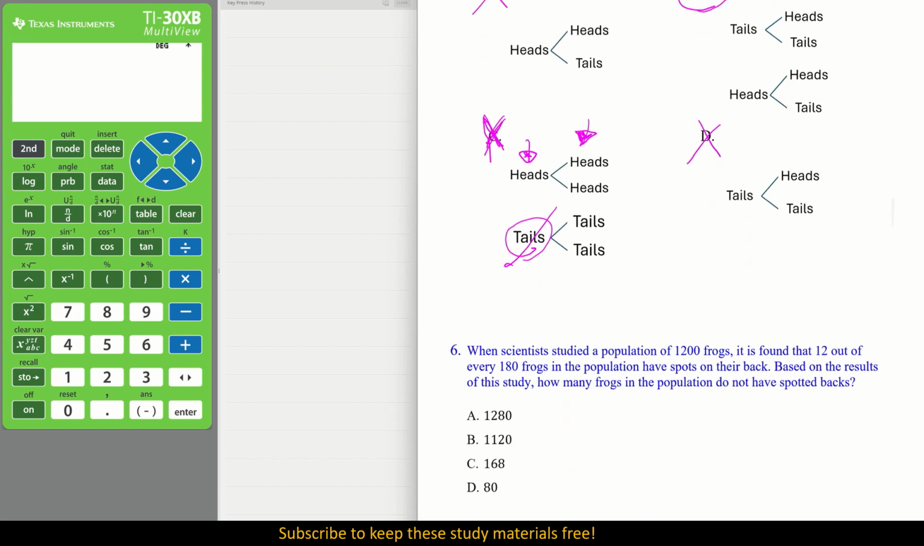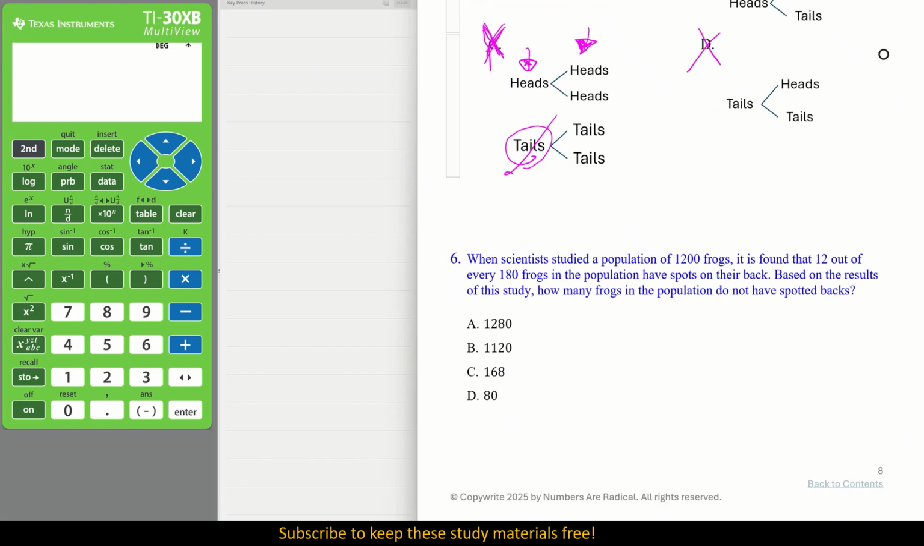Let's look at number 6. When scientists study a population of 1,200 frogs, it is found that 12 out of every 180 frogs in the population had spots on their back. Based on the results of the study, how many frogs in the population do not have spotted backs? First, we need to deal with the fact that we're given what we're not looking for, but we can get it. Let me show you very quickly.